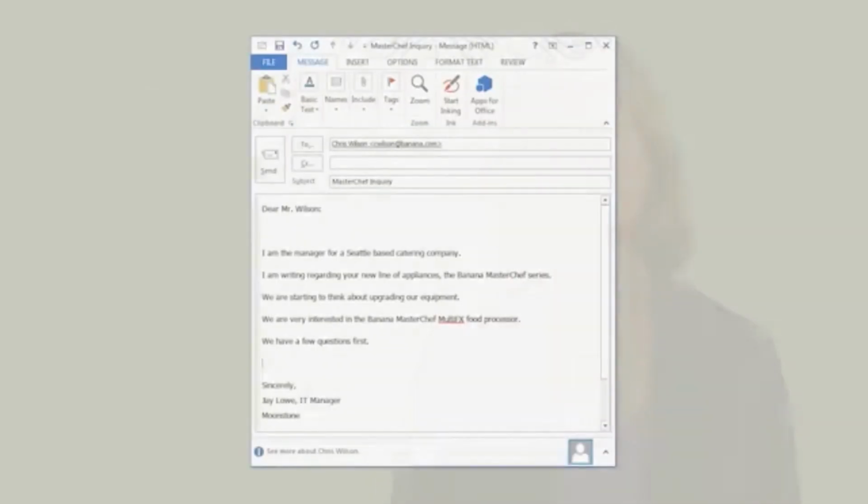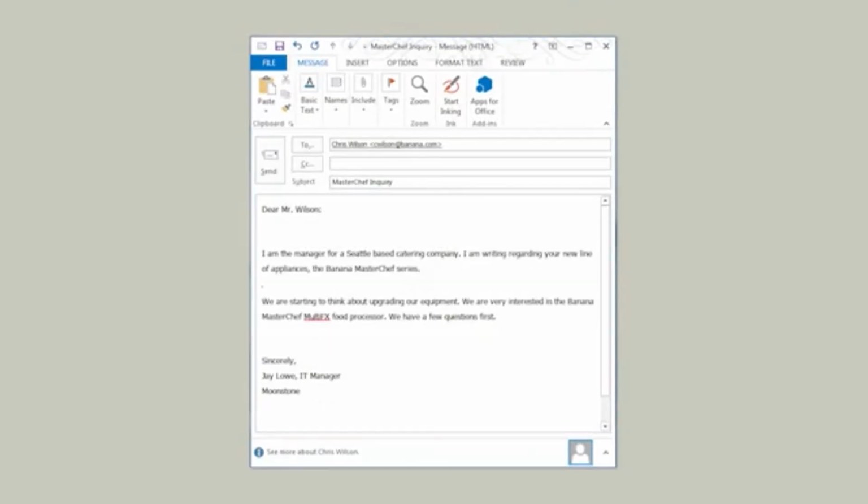Another thing to remember is that we still use paragraphs in emails, even if they're short. Look at this email. All the sentences are on separate lines. It's actually harder to read. It should be divided into smaller paragraphs like this.